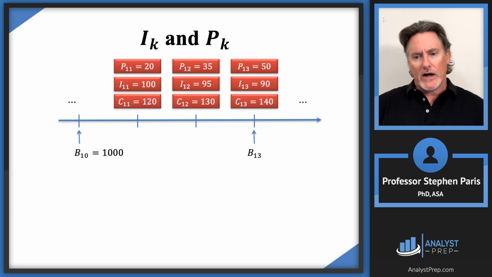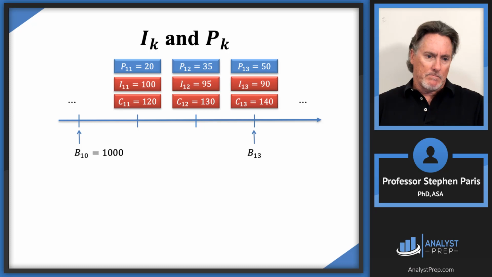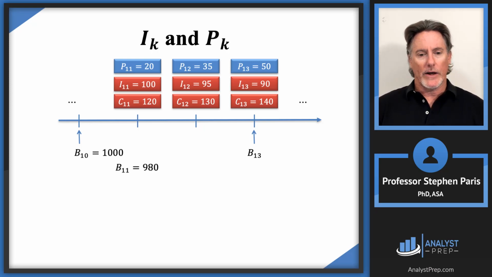Okay, so now I've got this information. I can look at what's in blue here, and I can calculate what the balances are at the intermediate times. For instance, the balance at time 11 would be the balance at time 10, which is 1,000, minus the 20 that was paid back. So I get 980 is how much I would still owe at time 11, just after the 11th payment.